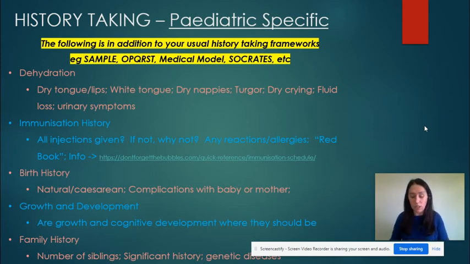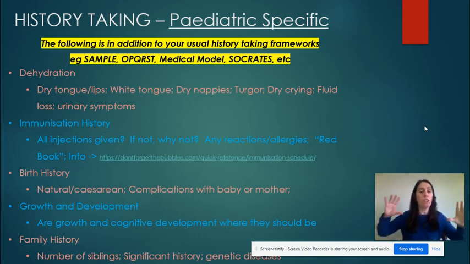Okay, or SOCRATES. SOCRATES, again, is another pain assessment tool, and that is the site of pain, the onset of pain, character of pain, does it radiate, is there any associated symptoms, the timing, any exacerbation of symptoms, and the severity. Okay, so you need to do your usual history taking with the pediatric. Don't forget that. This is not an excuse to skip that out. That is going to tell you loads of information, whichever one you use.